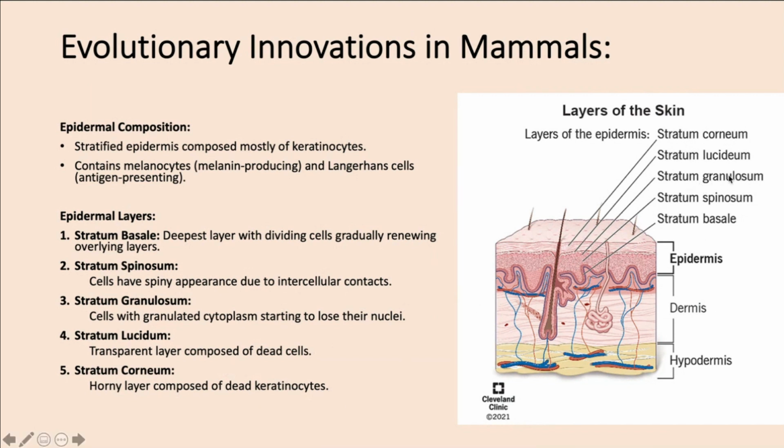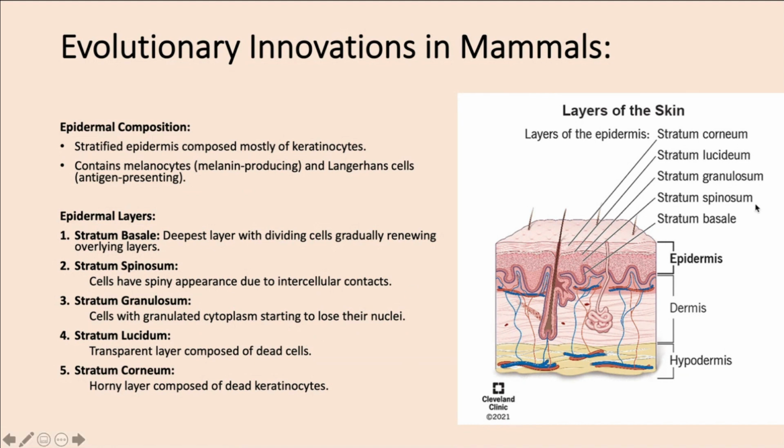Then you have the stratum granulosum that has cells with granulated cytoplasm, which will be starting to lose their nuclei. Then when they lose their nuclei, they basically are going to go to the top. So I know it's numbered 1 to 5 in this way, but it's supposed to be the other way round. It's supposed to be stratum corneum first and then the stratum basale after. But in the granulosum, when they start to lose their nuclei, is when they are going to become dead or thought of as being dead.